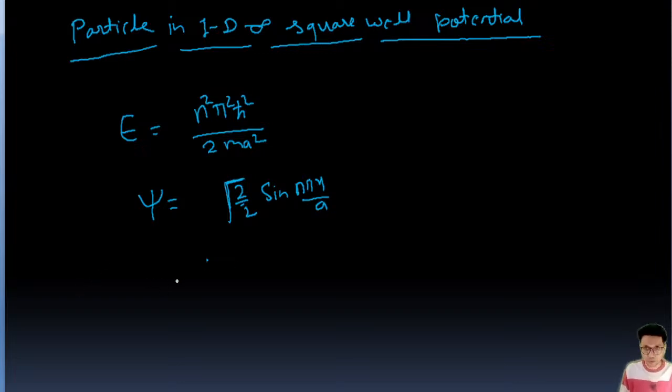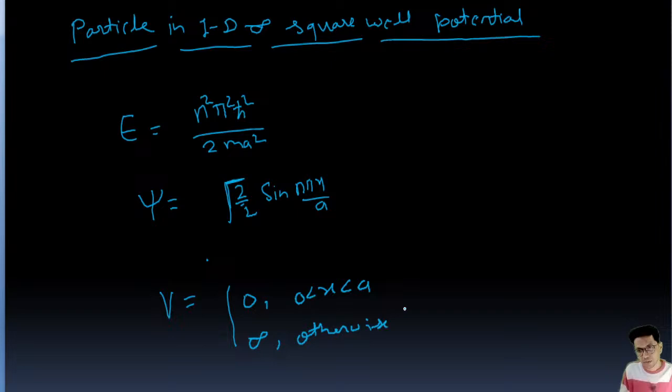And the potential was asymmetric potential. The potential is defined like this: zero when x is between 0 to a, and otherwise it would be infinite, as we have already discussed. So now I'm going to draw a graph for the wave function.